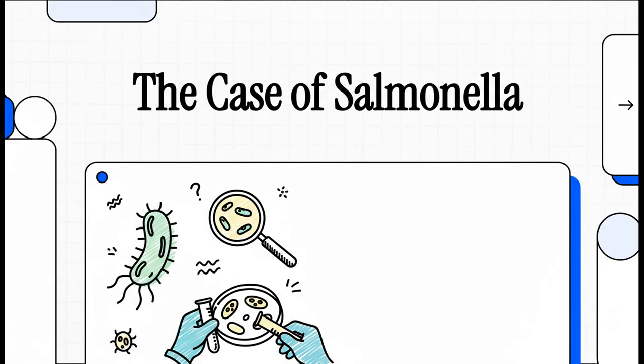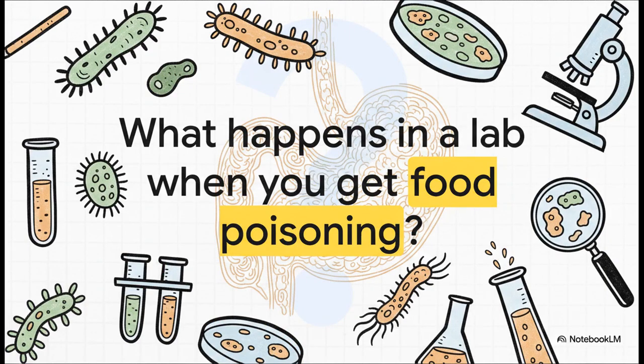All right, today we're putting on our detective hats, our microbial detective hats, that is. Our mission? To track down a microscopic culprit that's responsible for millions of illnesses every single year. We're cracking the case of Salmonella. You ever get hit with a nasty bout of food poisoning and just wonder, what is actually happening behind the scenes? What goes on in a lab to pinpoint the tiny villain that made you so sick? Well, today we're going to follow the investigation.